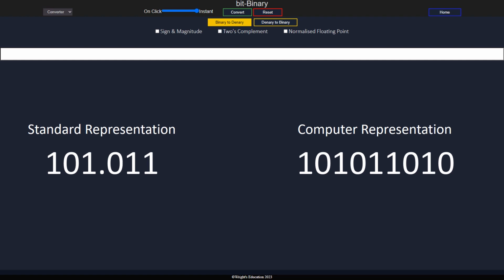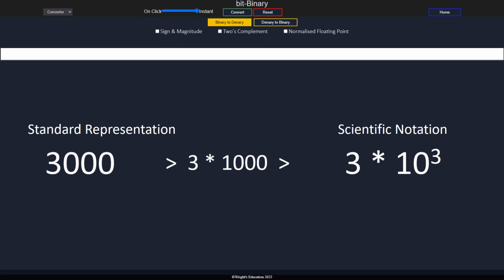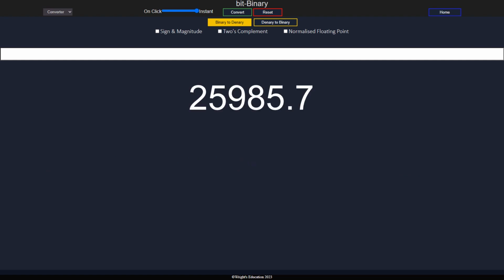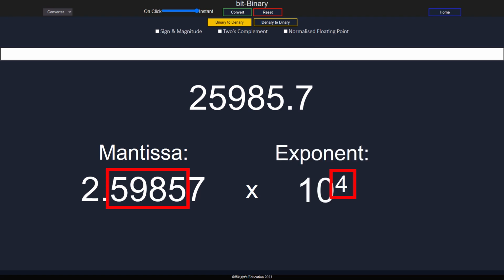To understand normalised floating point, we must first understand the scientific notation. For example, 3000 can be represented as 3 times 1000, or 3 times 10 to the power 3. This is the scientific notation. We place a decimal point after the first digit to get the mantissa. We normalize the number. We then multiply that number by 10 to the power of the number of places we've moved the decimal point, giving us the exponent. Notice how the decimal point floats from the end to the second position.